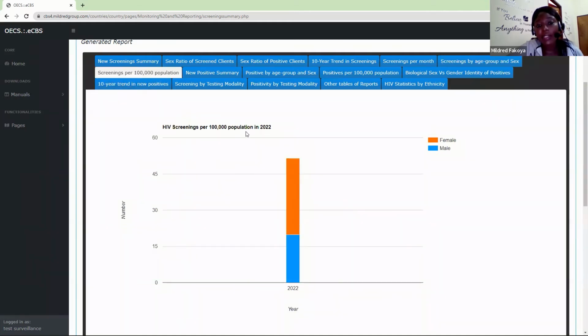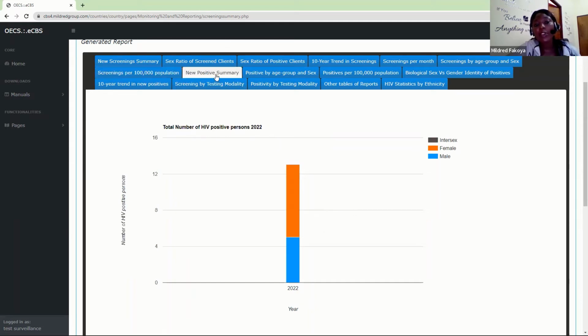Then it gives you a visualization for the screenings per 100,000 population. So you can, from here, get the female screenings per 100,000 population and the male screenings per 100,000 population. And then the total screenings is the addition of female and male.